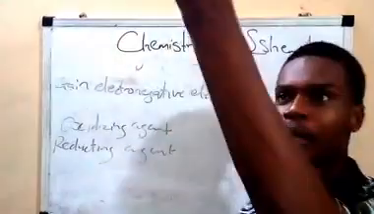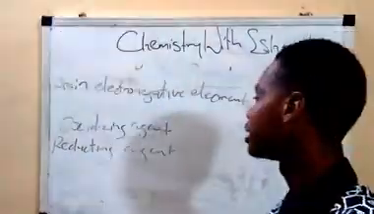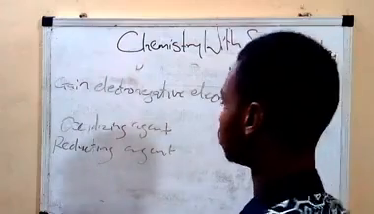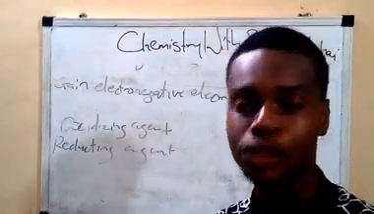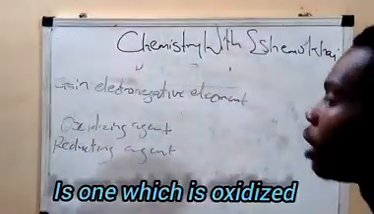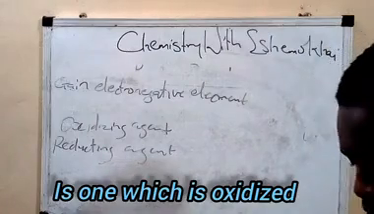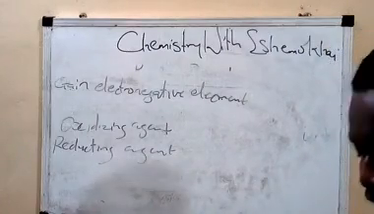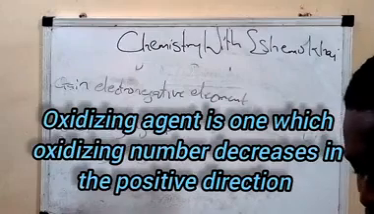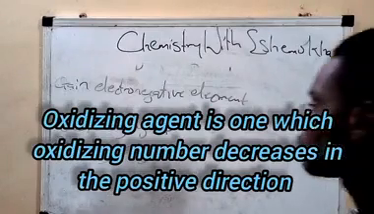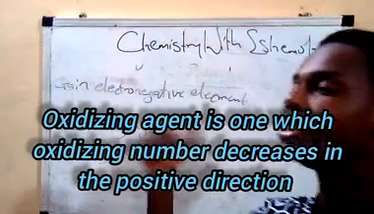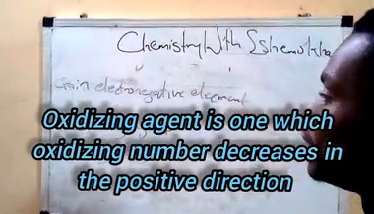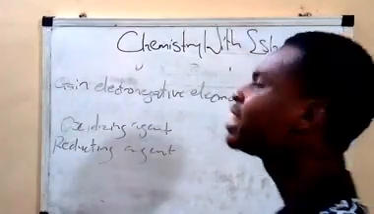So you can make it like a table. Put oxidizing agent to one side, put reducing agent to one side. So if oxidizing agent is one which is reduced, a reducing agent is one which is oxidized. Another one is one whose oxidation number decreases in the positive direction. In oxidizing agent, the oxidation number decreases in the positive direction.